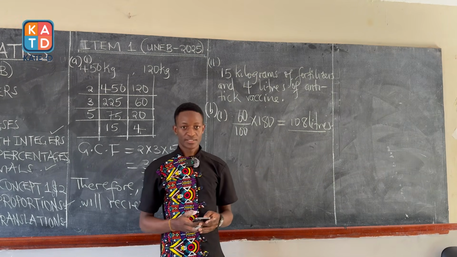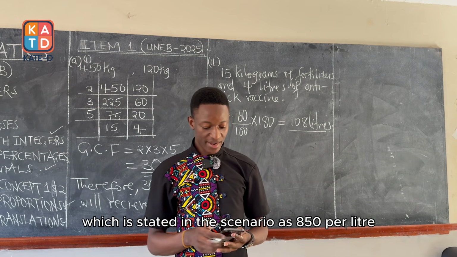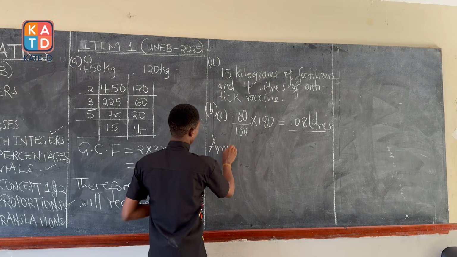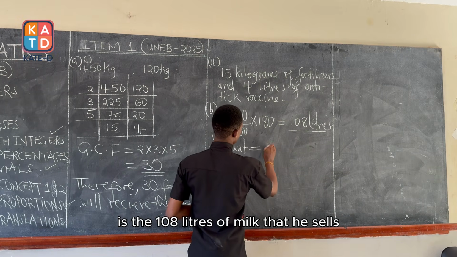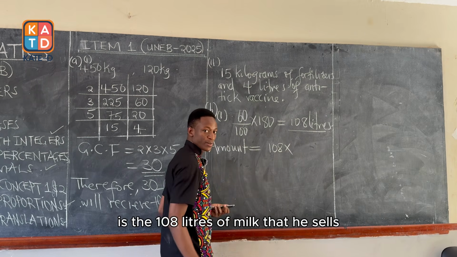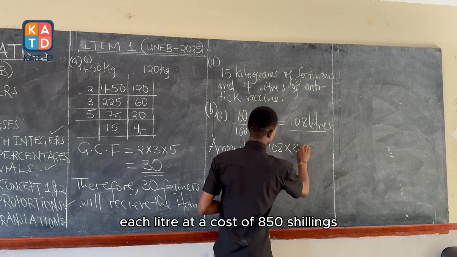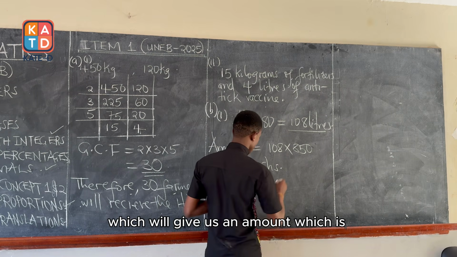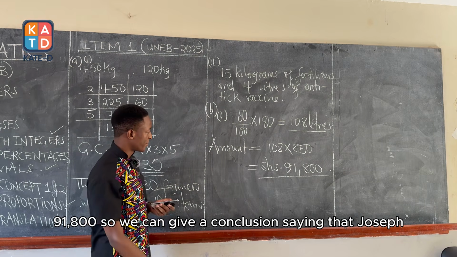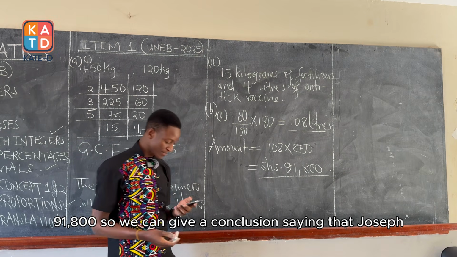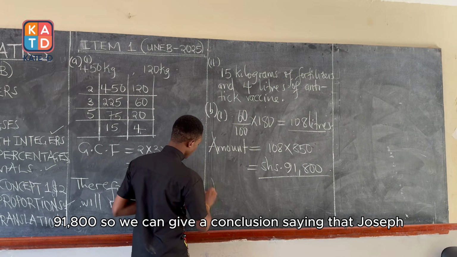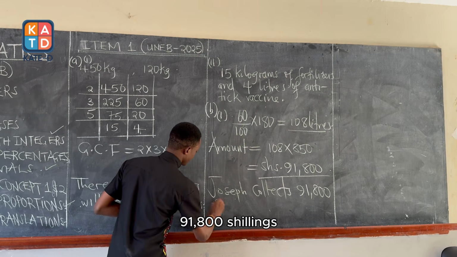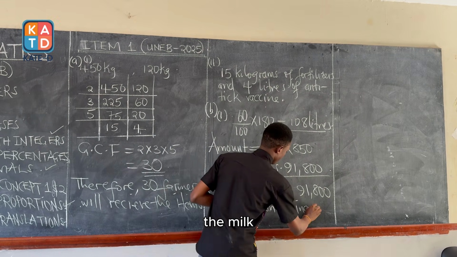But at which cost? It is stated in the scenario as 850 per liter. So the amount is the 108 liters of milk that he sells, each liter at a cost of 850 shillings, which will give us an amount which is 91,800. So we can give a conclusion saying that Joseph collects 91,800 shillings on selling the milk.